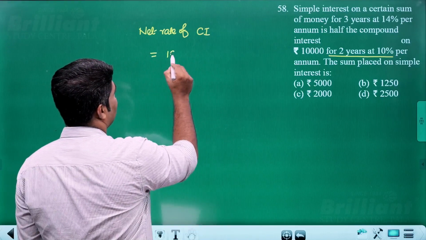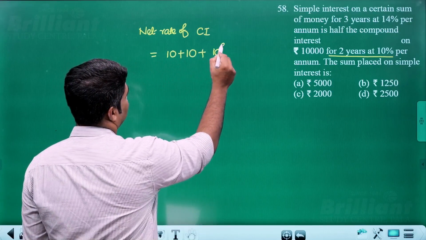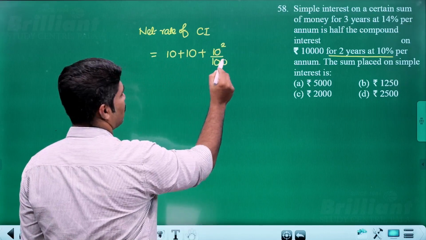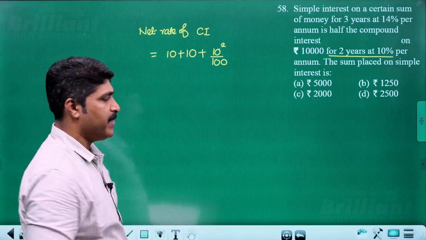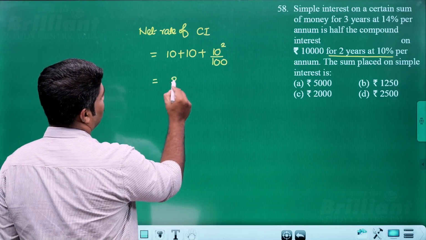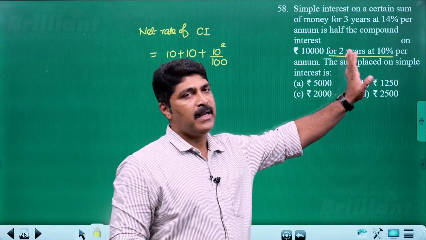So this is 10 plus 10 plus 10 into 10 by 100%. 10 into 10 is nothing but 10 square. That's 2 times 10% increment will be there. That's it. So this is 21%. So that is the net rate of interest.